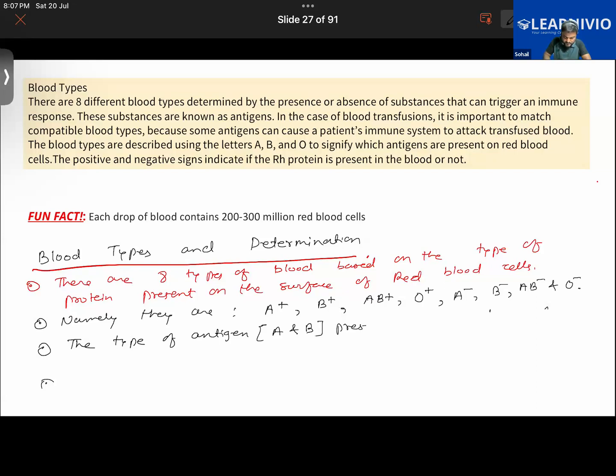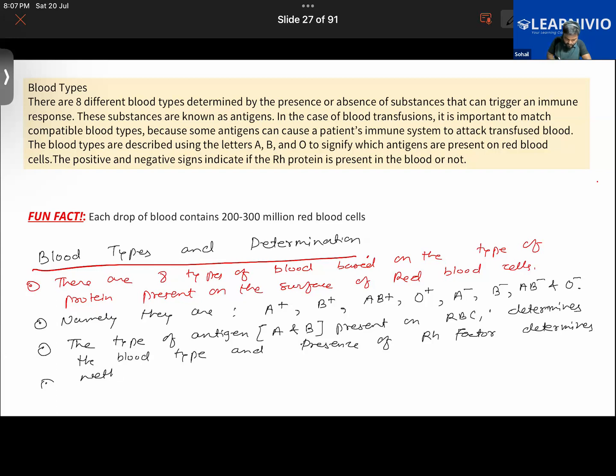The type of antigen present on red blood cells determines the blood type. The second one is namely. Now, the presence of Rh factor determines whether it is positive or negative.